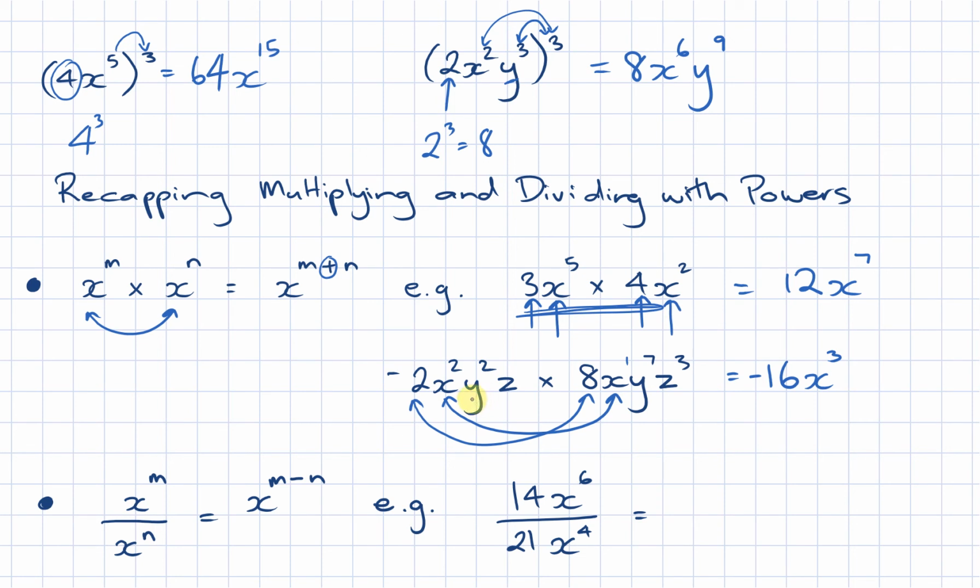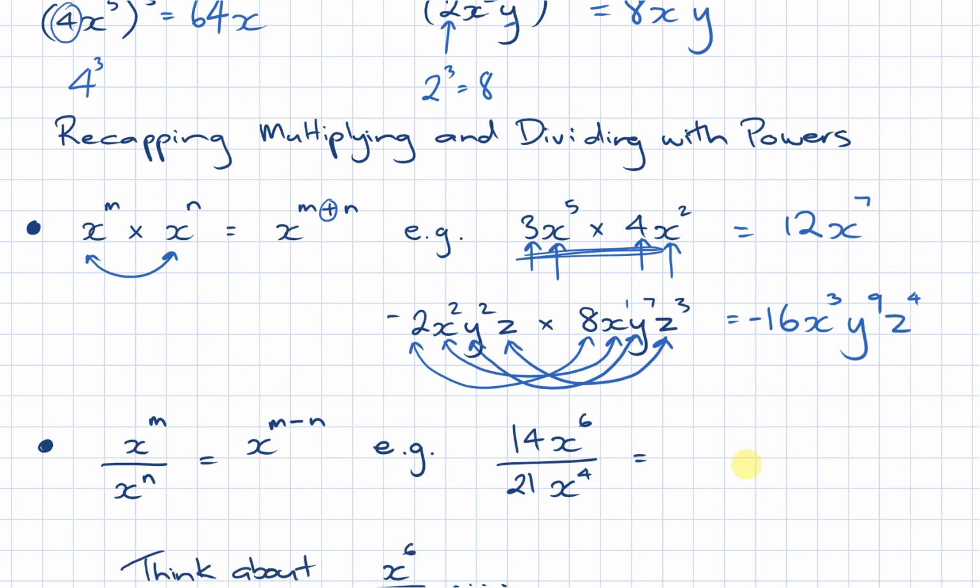Then I've got my y's. So y squared times y to the power of 7. 2 plus 7 is 9. And then I've got z times z cubed, which gives me z to the power of 4.